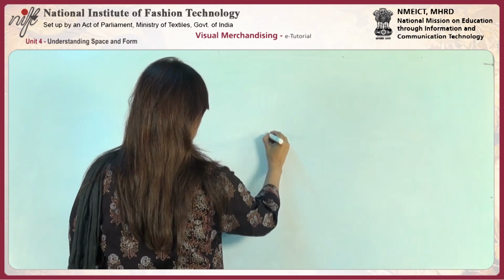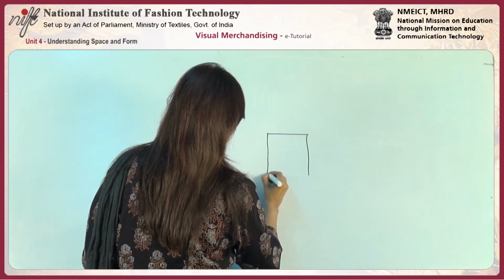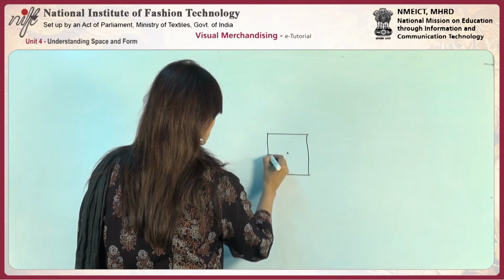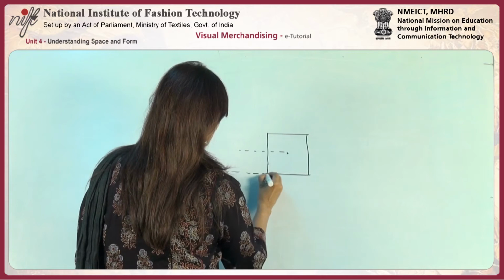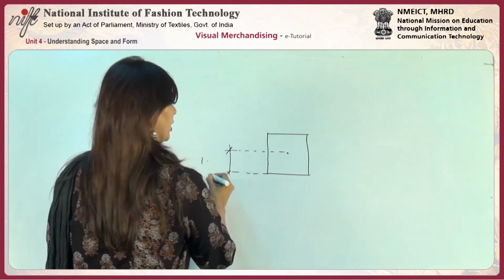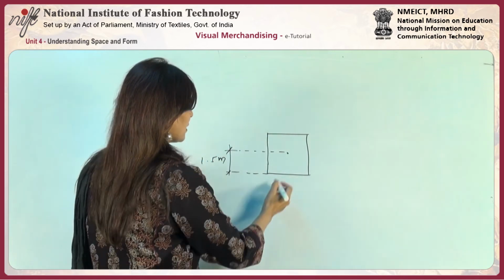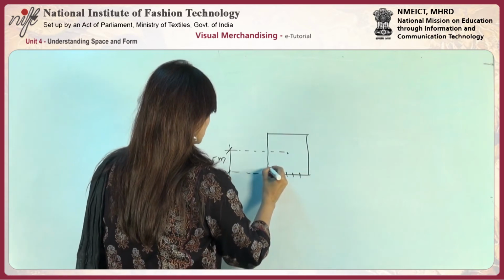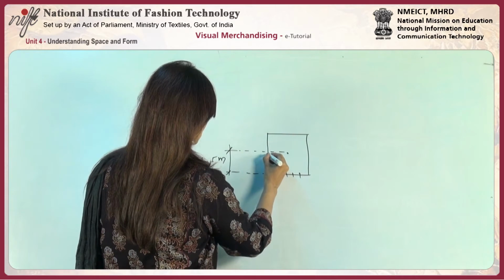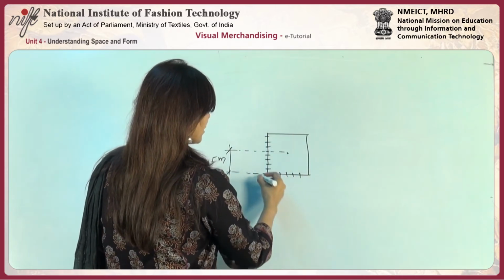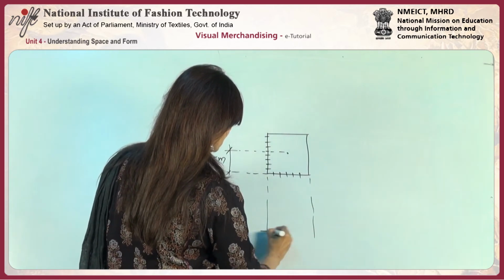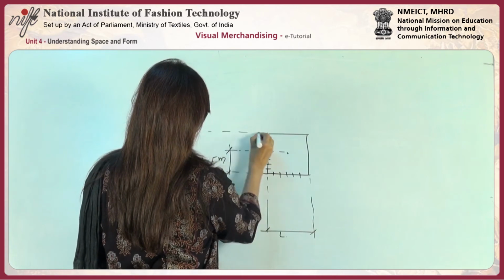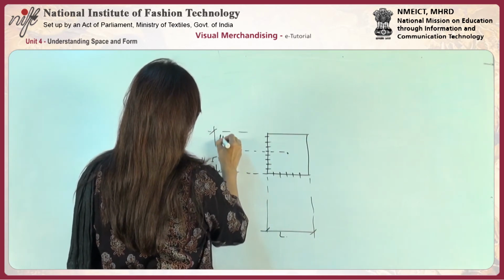So let us say this is our room. Height of a human being, we consider it to be 1.5 meters. So this height from our ground floor is generally 1.5 meters. Then we divide this frame into equal parts. The same way, divide the vertical plane also into equal parts. Basically, this dimension is the length of the room, and this dimension is the height of the room.